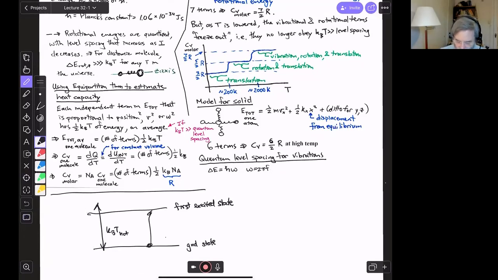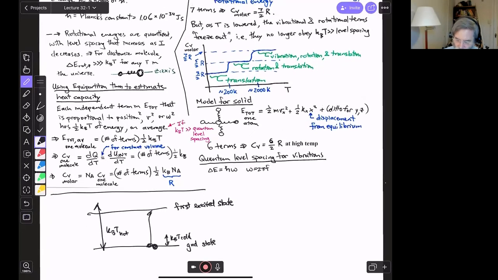If instead we're at a lower temperature, kBT cold, then the system is more or less stuck in this ground state. And so it's as if this degree of freedom doesn't exist, or basically it's always stuck in the ground state of the vibration, and so therefore the vibration doesn't contribute to the heat capacity.